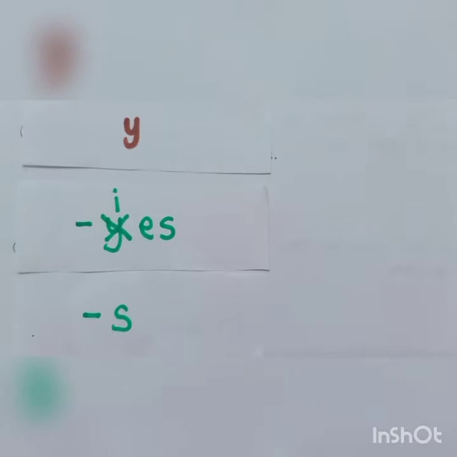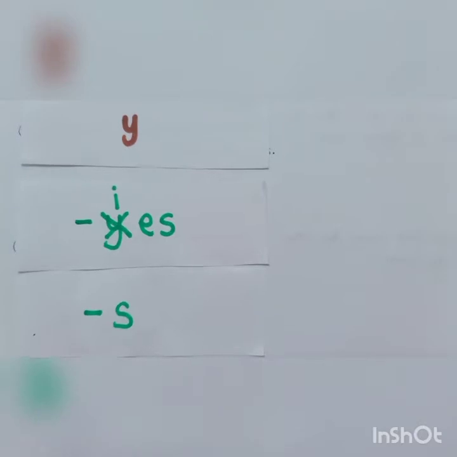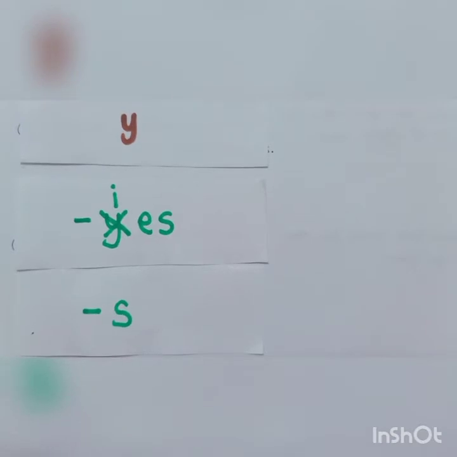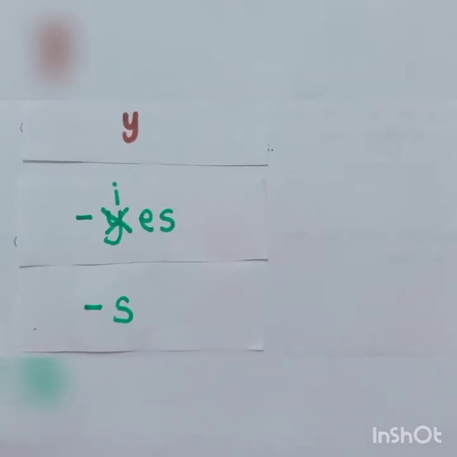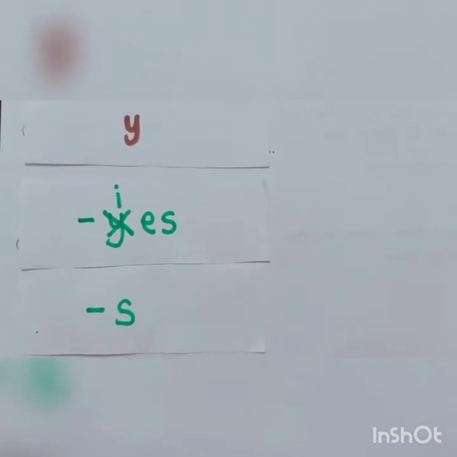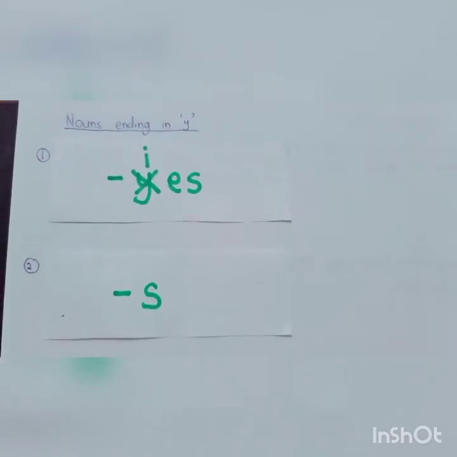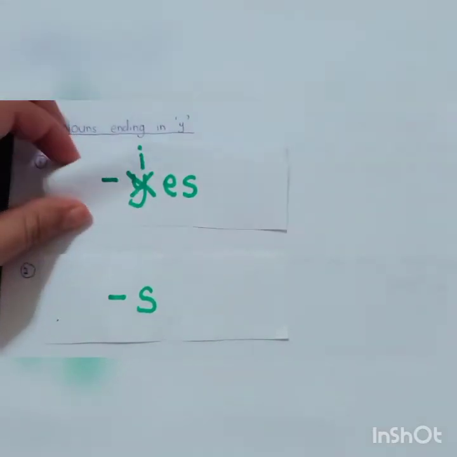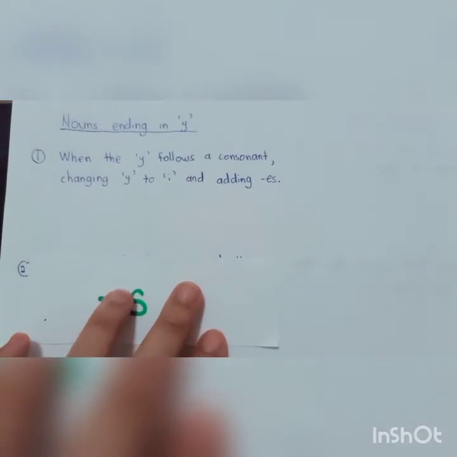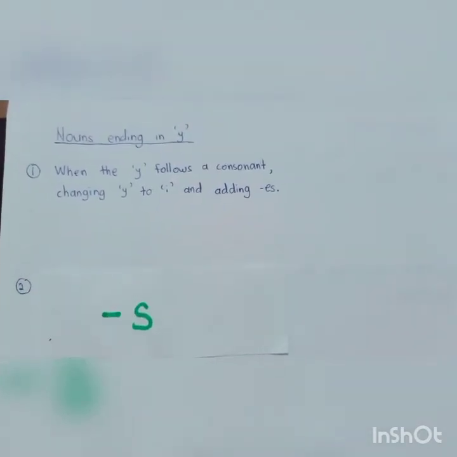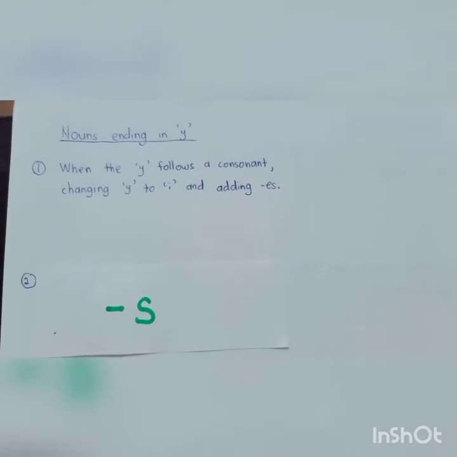Right, the next one, we learn about the nouns that end with y. So there are two rules for nouns that end with y. One is you have to change y into i and add es, and then another one is you just have to add s at the end. Right, the first one, you have to change y into i and add es when the y follows a consonant.